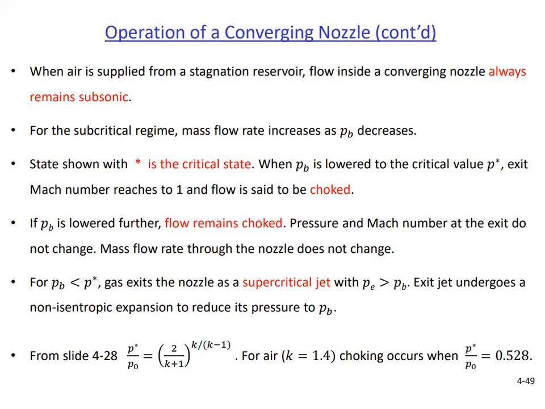Critical pressure is the pressure when the Mach number is 1. We can use the equation shown at the bottom of the slide or the Appendix C3 table to find that for air, P star is equal to about half of the stagnation pressure. To be precise, the nozzle first becomes choked when the back pressure is lowered down to the critical pressure, which is 0.528 times the stagnation pressure.